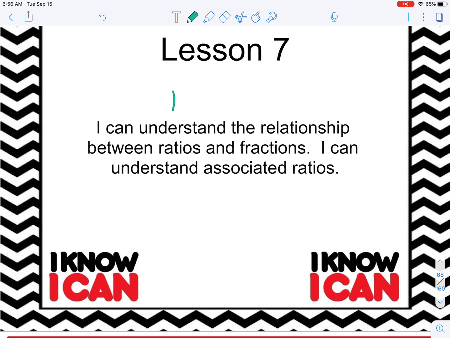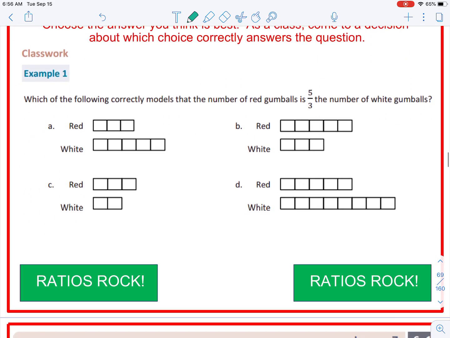And so, if I have the ratio 1 to 2, I would write that as a fraction 1 half. If I had the ratio 2 to 3, I would write that as 2 over 3. Okay, so let's move on.